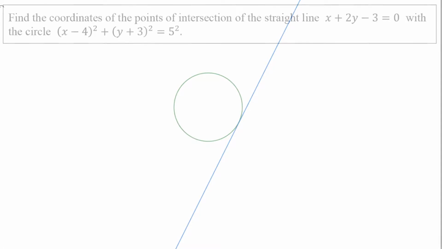We say in this case that the straight line is a tangent to the circle. How can we investigate these cases?